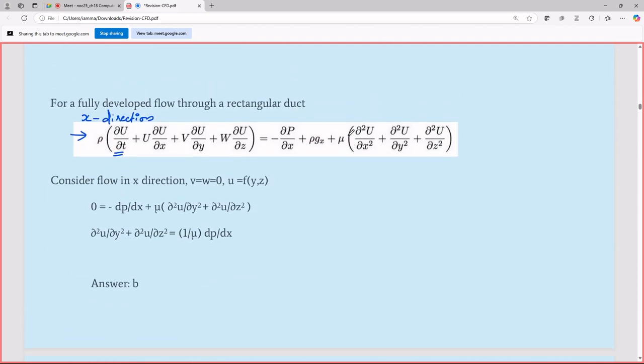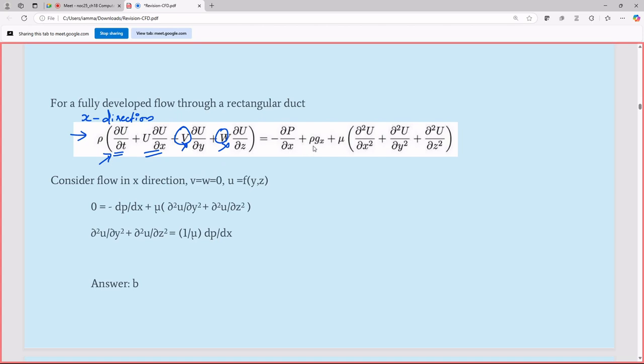Assuming the flow to be steady, this particular term will vanish, and for a fully developed flow in x direction, there won't be v and w components. So these two terms will vanish. And again, from the continuity equation, this particular term will also vanish. If you remember, the continuity equation, with all these terms, will be equal to 0, so this equation will automatically be equal to 0. So this will also vanish.